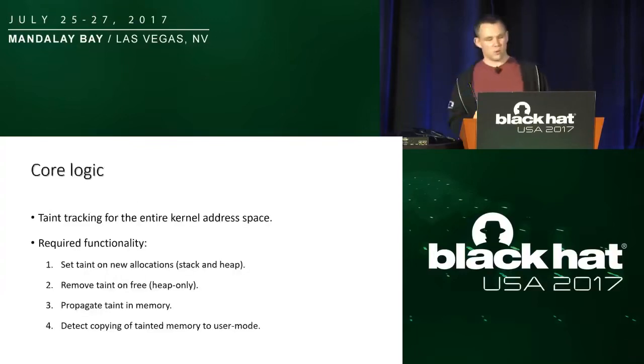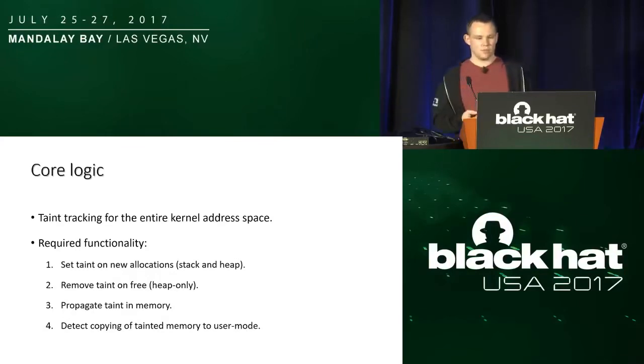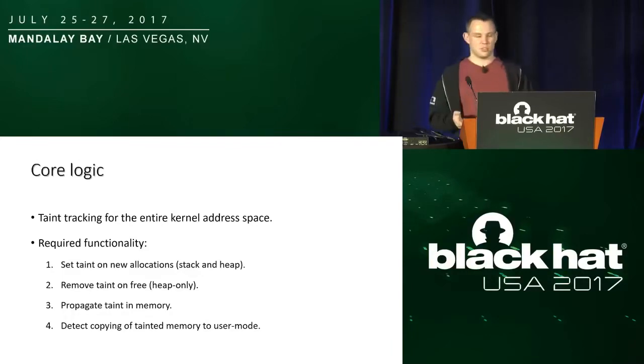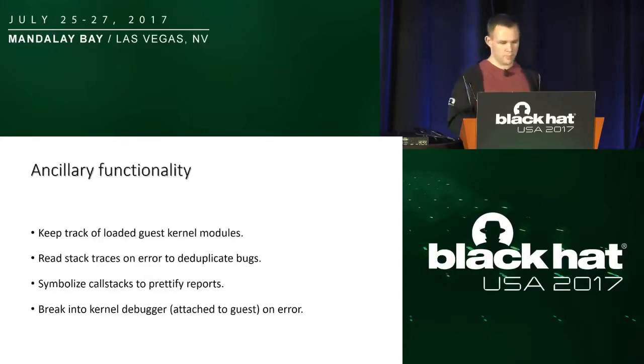And the core logic of Bochspwn is that we want to taint track the entire kernel address space. And in order to do it, we need to first be able to set taint on new allocations that are being performed in kernel mode, both from the stack and the heap. Then we want to be able to remove taint when memory is freed. Of course, we want to propagate taint in memory, and then most importantly, we want to detect when some uninitialized memory is copied from the kernel space to the user space.